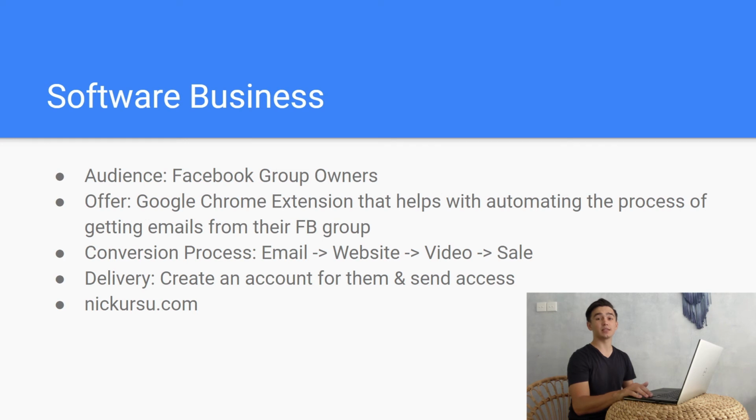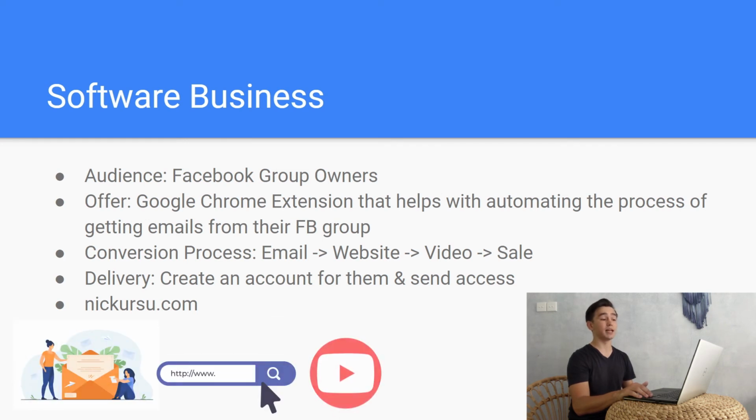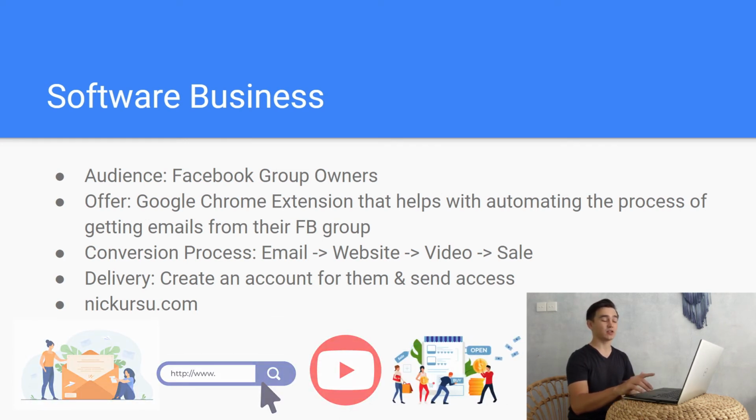And then the conversion process is email to website to video to sale. And it may sound complicated, but it's simple. Let's say you find an email list with like 100,000 group owners. You find their email and then you send them an email and you direct them to your website where you present this Chrome extension and you have them watch a video which explains how it works, and then you offer them a reasonable price and they buy this.